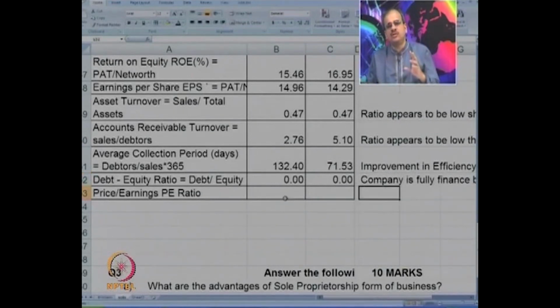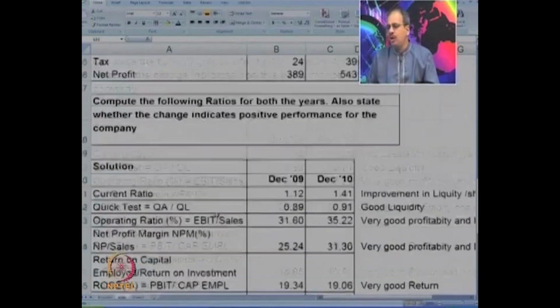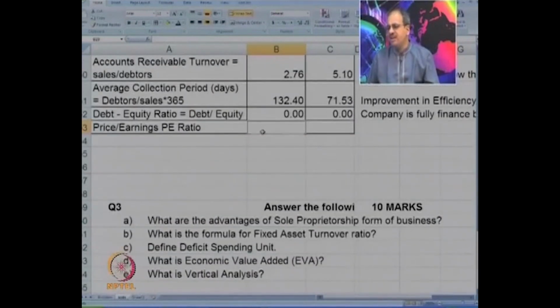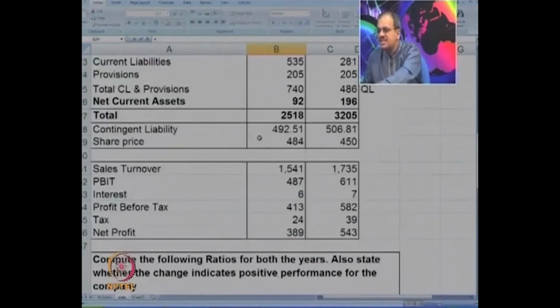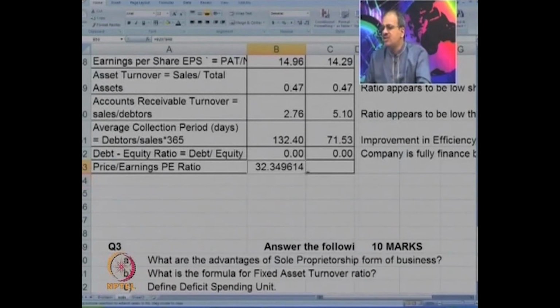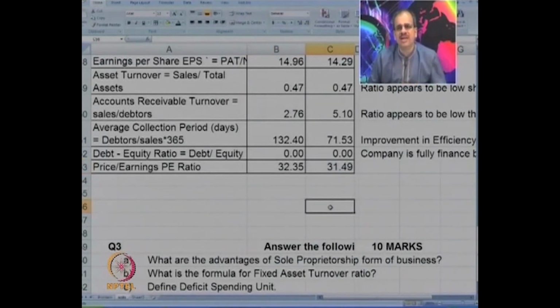Now, the last ratio, the PE ratio. What is the formula? As the name suggests, it tries to link price to earnings. If you go up, you will realize that the market price is given. So, we will link that to the earnings. So, market price divided by earning per share, which we have already calculated. So, it gives 32 versus the current one is 31. So, it is more or less stable. That shows the reputation of the company, which appears to be reasonably good.